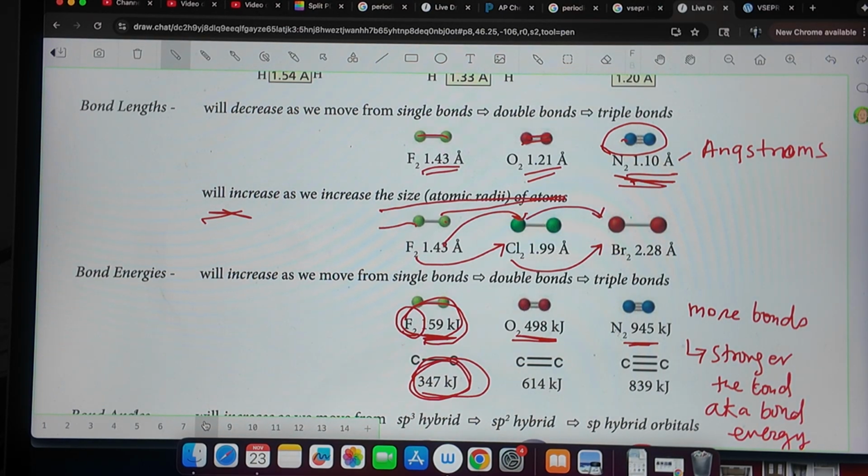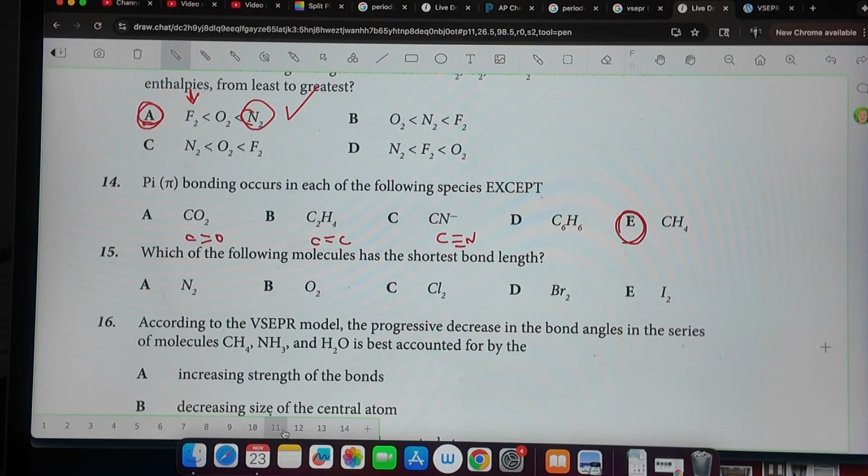As we increase the size, that also increases the bond length. And so the question is asking, which one is the shortest? Oh, it's the smallest one in size then. That was very easy. That's A. Yeah, all of these are bigger than nitrogen.